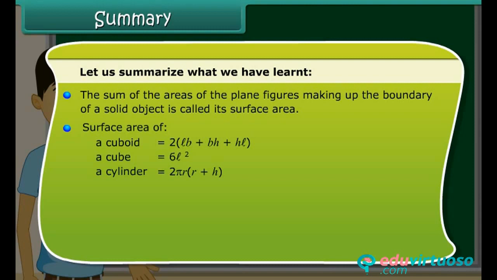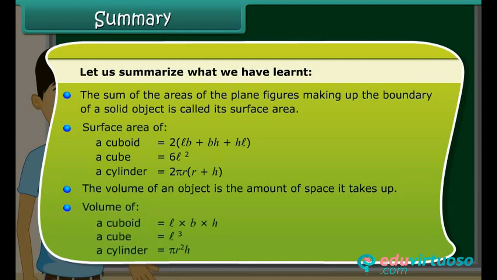The volume of an object is the amount of space it takes up. Volume of a cuboid is equal to L into B into H. Volume of a cube is equal to L cube. Volume of a cylinder is equal to πr²h.